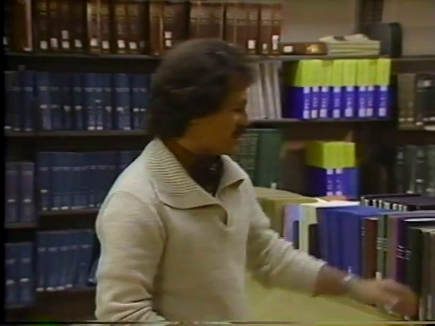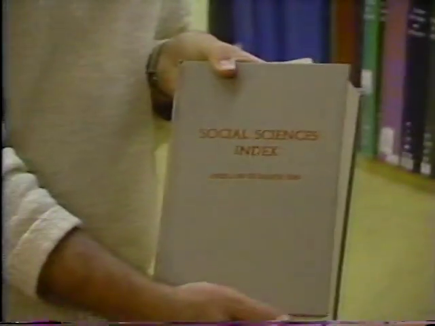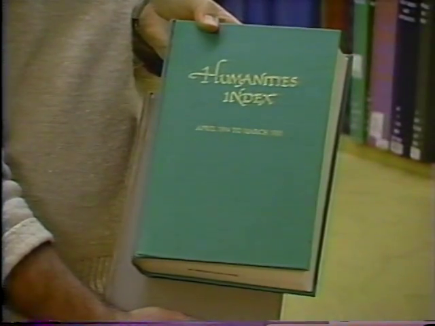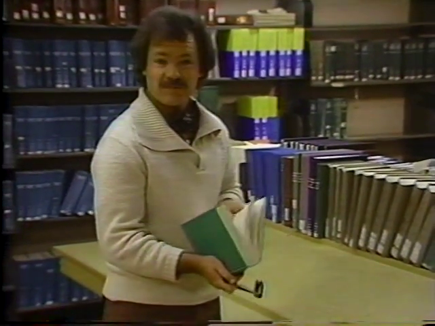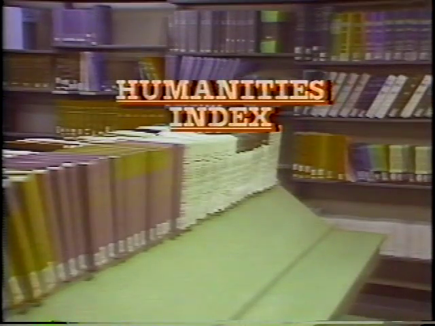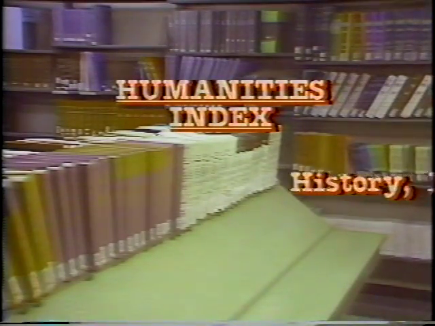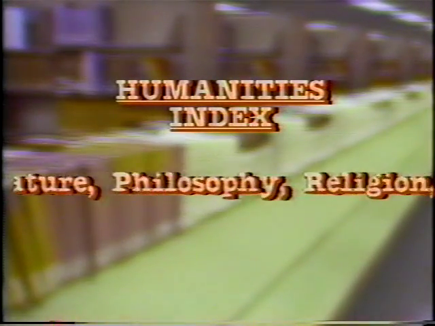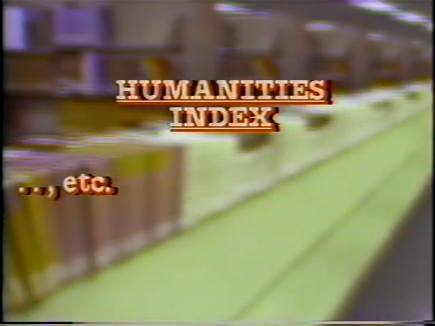Two that will be of particular value to you are shelved here near the Reader's Guide to Periodical Literature: the Social Sciences Index and the Humanities Index. Both are organized much like the Reader's Guide to Periodical Literature. They just list articles from more specialized journals. Let's look at the Humanities Index, for example. It indexes such areas of study as history, folklore, language and literature, philosophy, religion, and other related subjects.